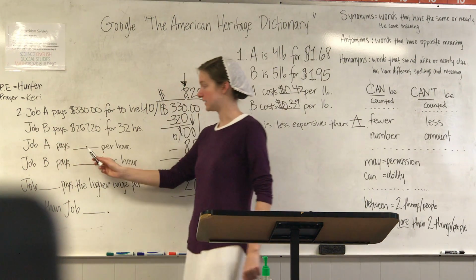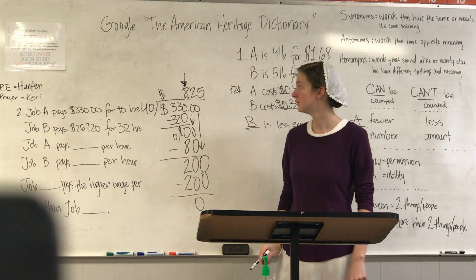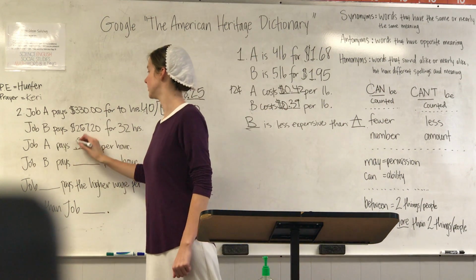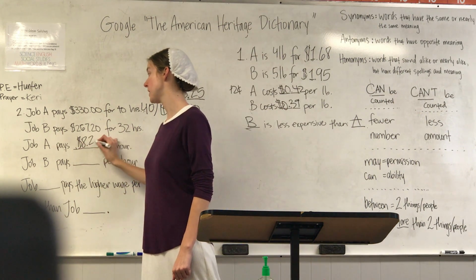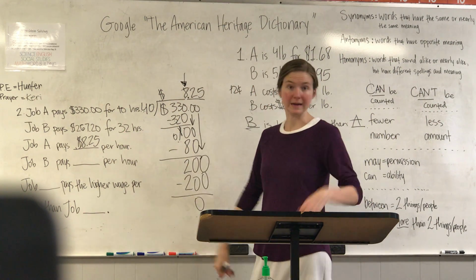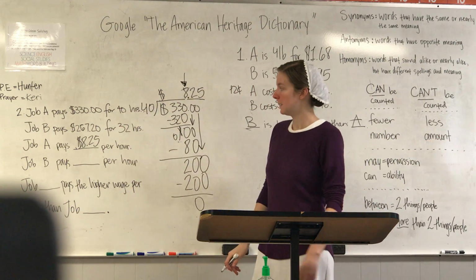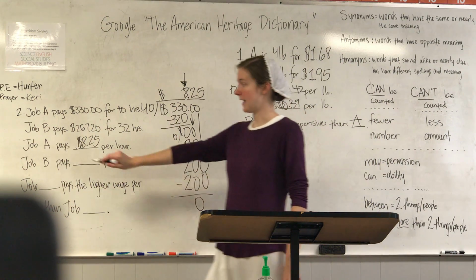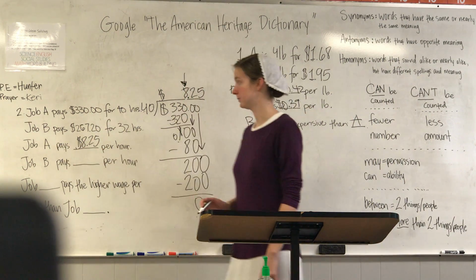Job A pays how many dollars per hour? $8.25. That's pretty good, right? Not bad. So you could buy a lot of stuff with that. You could buy a couple bags of jelly beans with that. Let's figure out how much job B pays per hour.